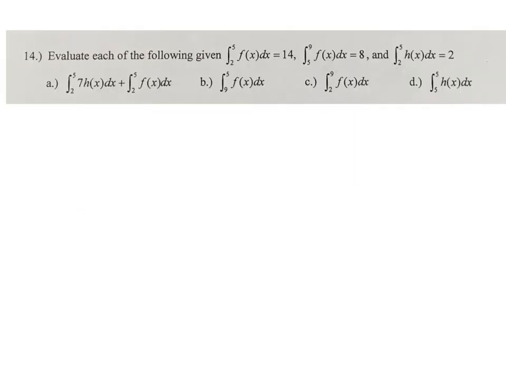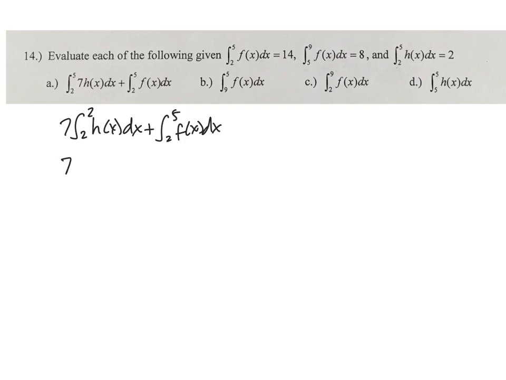Problem number 17 asks us to evaluate each of the following given these definite integrals. So this is just asking us to review our properties of integrals. So letter A, first of all, this first integral, we have the integral from 2 to 5 of 7 times a function. Remember, whenever you have a constant, you can always pull that constant out in front of the integral. So we could rewrite this as 7 times the integral from 2 to 5 of h of x dx. And then we're going to add that to the integral from 2 to 5 of f of x dx. Remember, the sum of two integrals is the same as the integral of the sums.